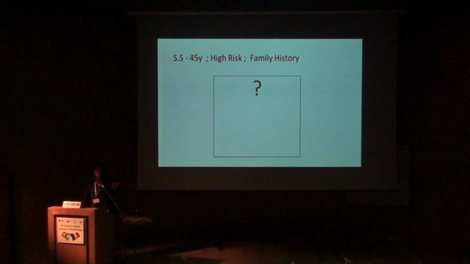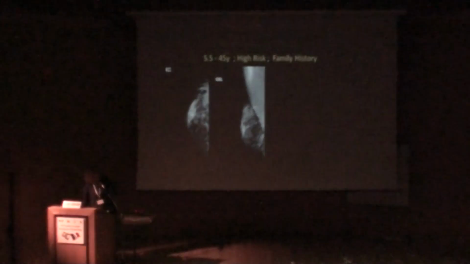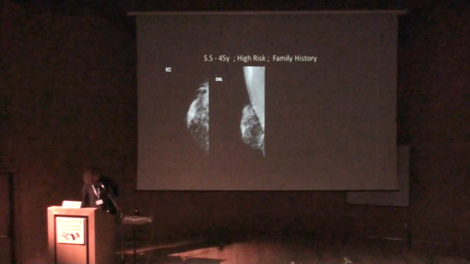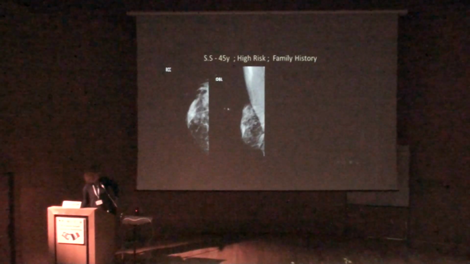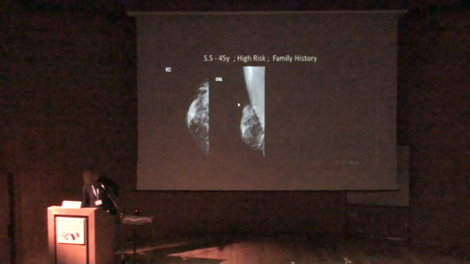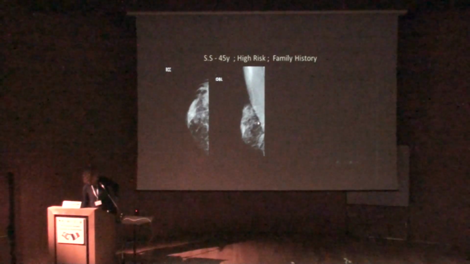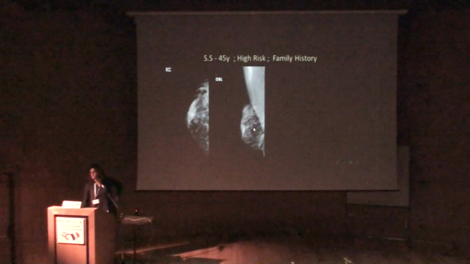45-year-old woman, she has a family history, and that's why she is high risk. We'll start with the mammography, and again, the density is, I think, C or D. And the BI-RADS, if you look carefully, there is this small lesion at the upper outer area. So I think it's a BI-RADS 0.